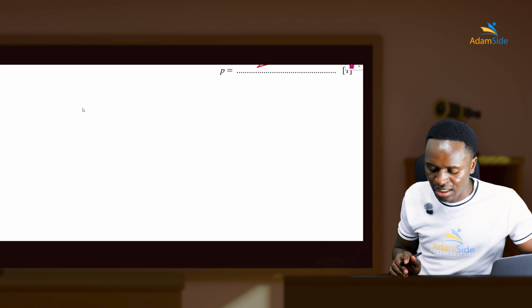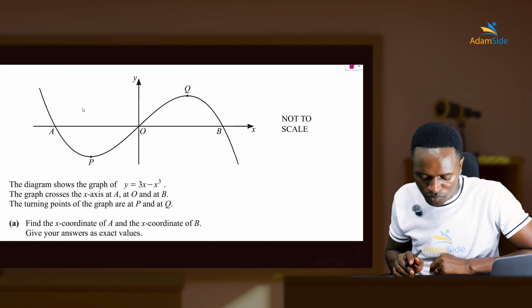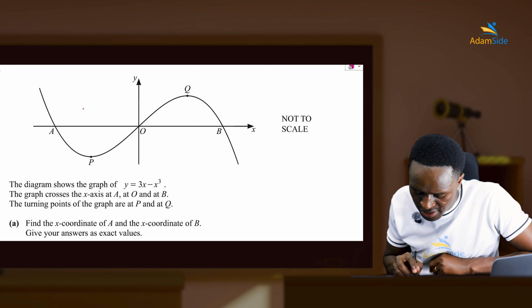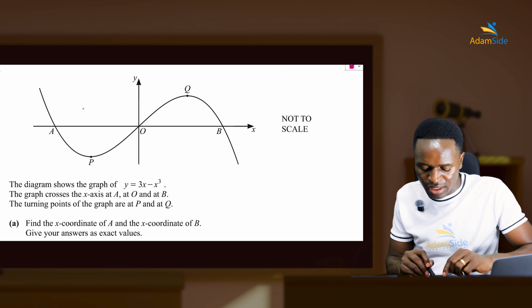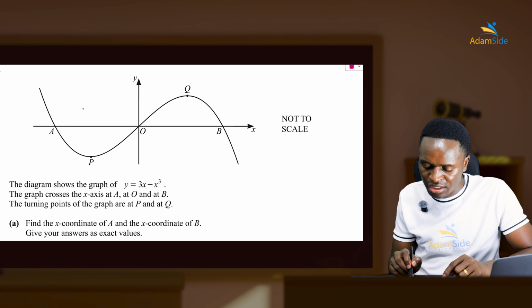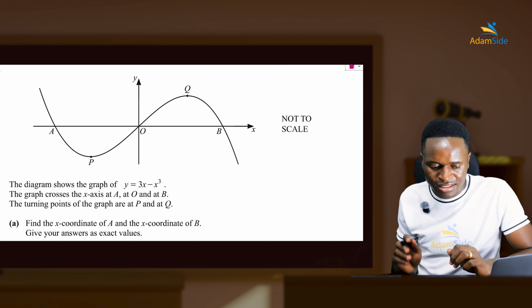Go to the next question. Question 21 says the diagram shows the graph of y is equal to 3x minus x cubed. The graph crosses the x-axis at A, at O, and at B. The turning points of the graph are at P and Q. Find the x-coordinate of A and the x-coordinate of B. Give your answer as exact values.